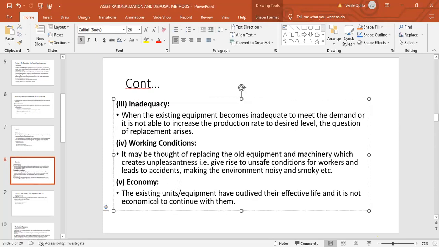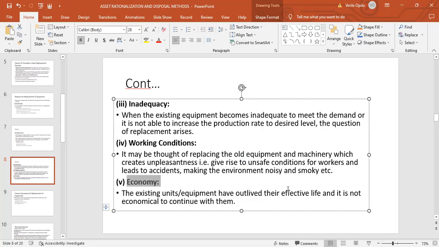Then the other one, or the last factor that you need to consider, is that the asset has outlived its effective useful life. You see, each asset, when you buy, you know that this asset is going to last for a couple of years. So let's say the intention was that the asset was to last in the business for 5 years or 10 years. When the 10 years have been reached, then it means that they have outlived their effective life.